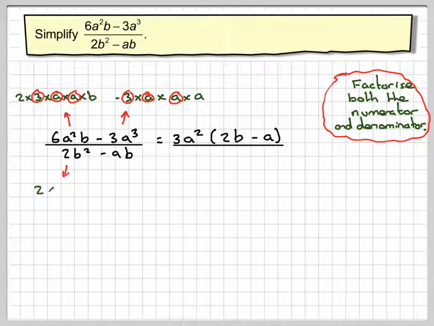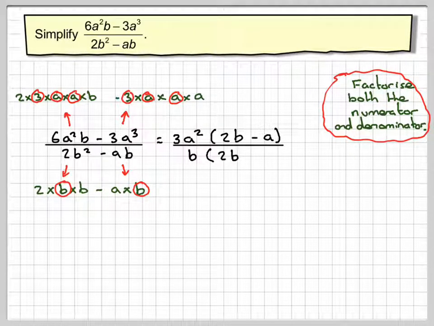For the denominator, factorizing that, we've got 2 times b times b minus a times b. Pairing up again, the only thing we can pair up is that b and that b. So it's going to be b, and then we've got 2b minus a. And then what we can do here is these are the same, therefore we can cancel them out.